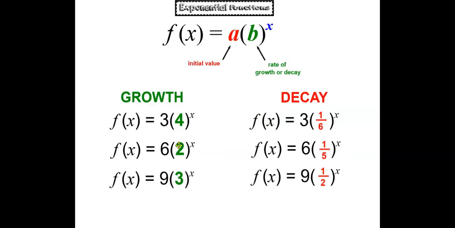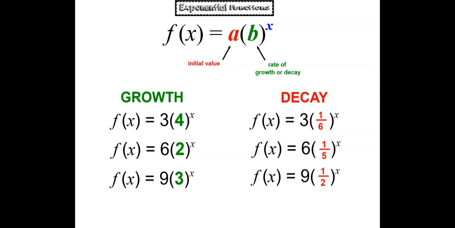Here are some examples on the left of exponential growth. Notice the b values are all larger than 1. Here on the right are some examples of decay. Notice these values are all fractional or between 0 and 1. So decay is not negative, but it is a value that is between 0 and 1.